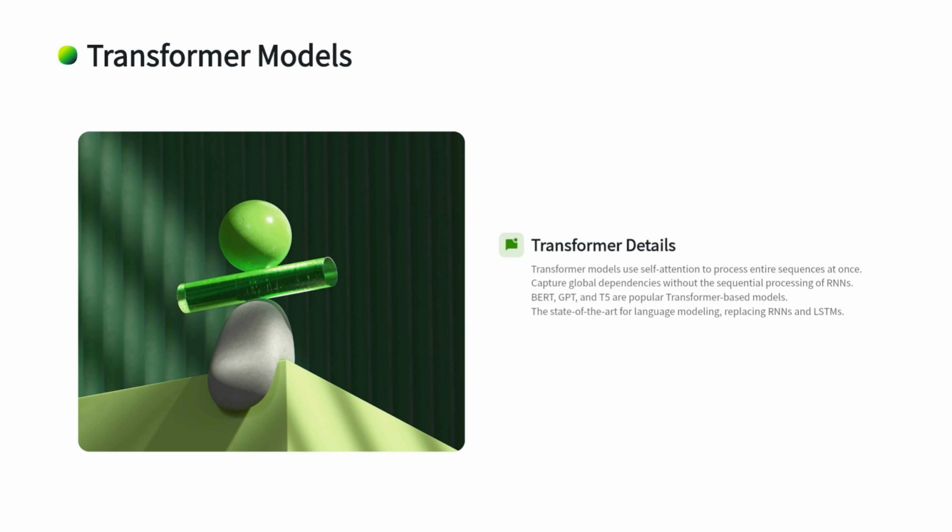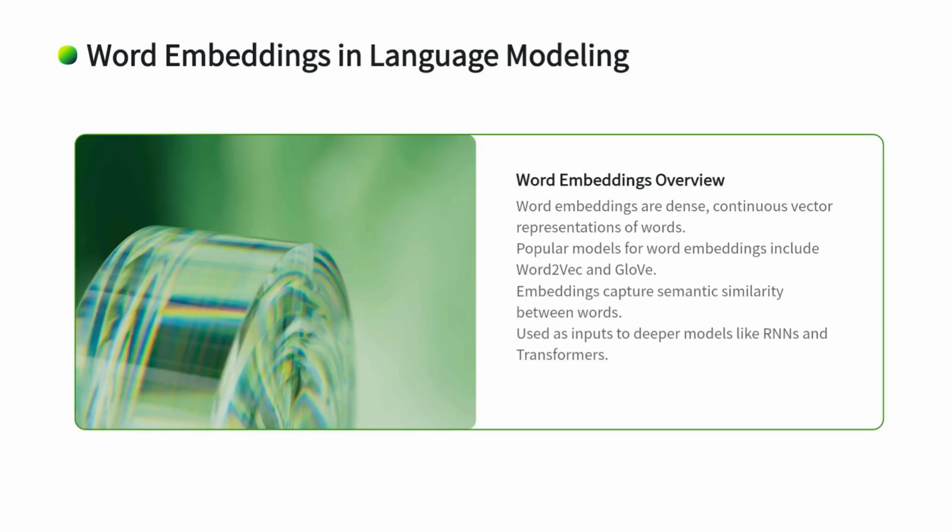Transformer-based models like BERT, GPT, and T5 have set new benchmarks in NLP, including machine translation, text generation, and question answering. Word embeddings are a key component in modern language models. They are dense, continuous vector representations of words, which capture their semantic relationships. Words with similar meanings are placed near each other in the embedding space, allowing the model to leverage these relationships when processing text.